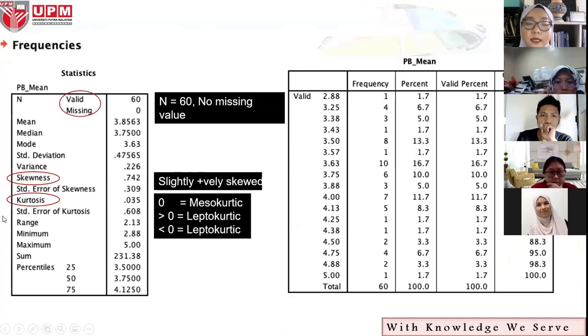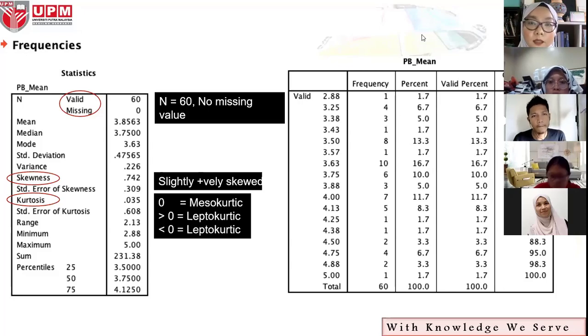So we have the skewness and kurtosis. The skewness value is 0.742. Comparing with plus minus 2, it is still within the range of normality, which is plus minus 2. So it is slightly positively skewed, but still considered normal because it falls within plus minus 2.